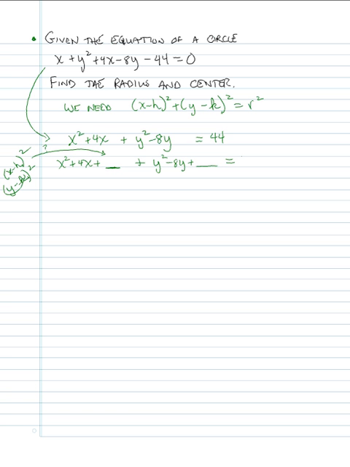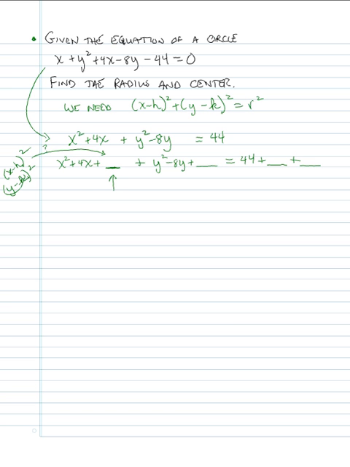Now, of course, we're going to have to manufacture those new numbers to create the trinomials. And when we do, we'll have to add the same numbers also to the right side. So recall how we calculate this number that's called completing the square.